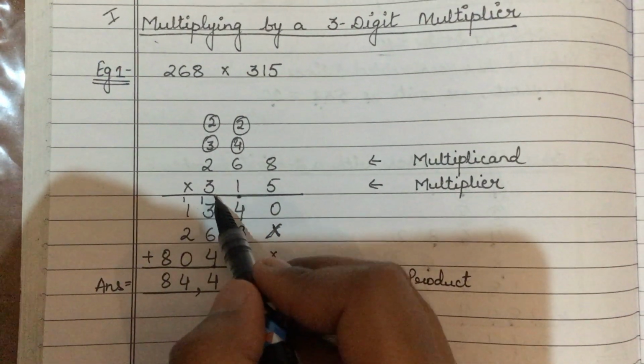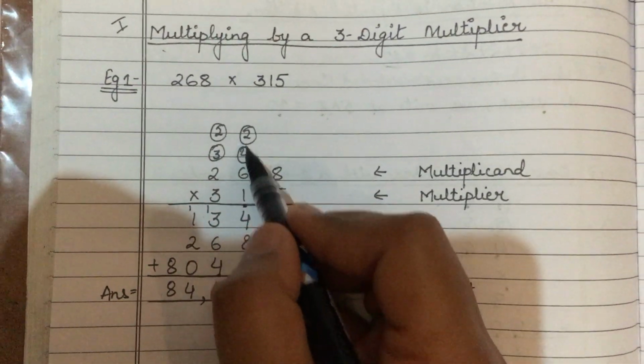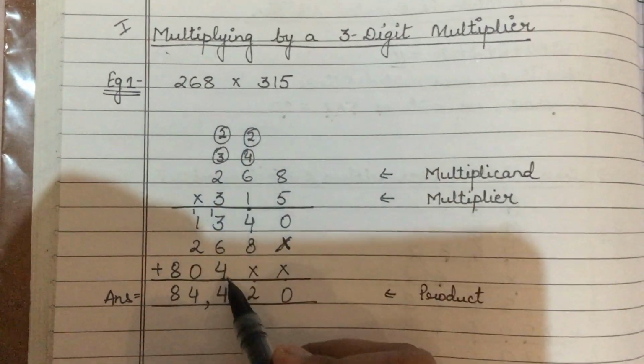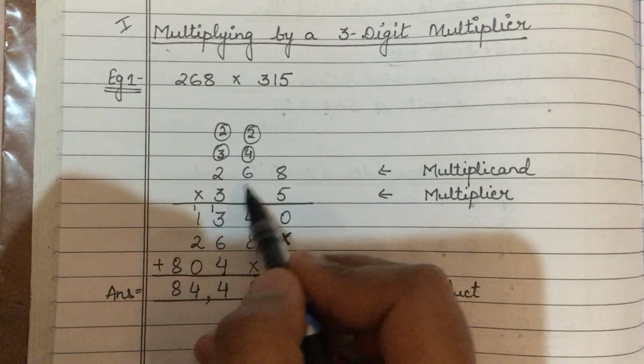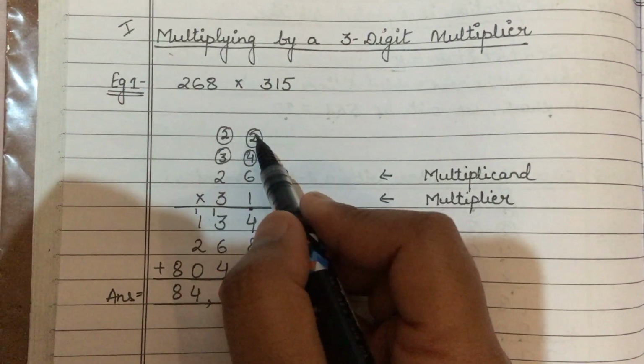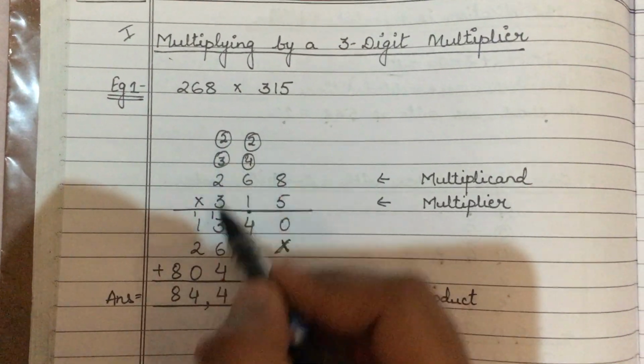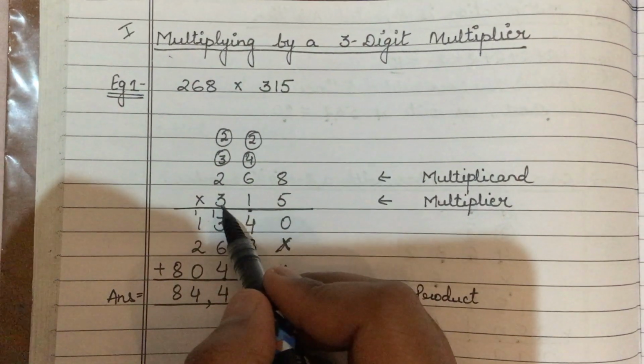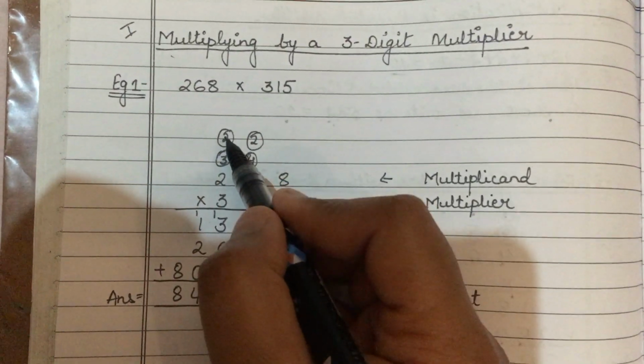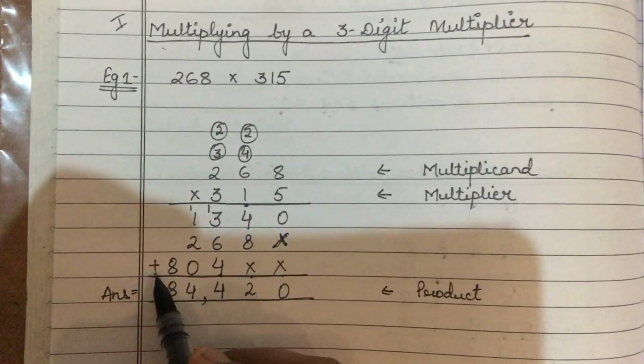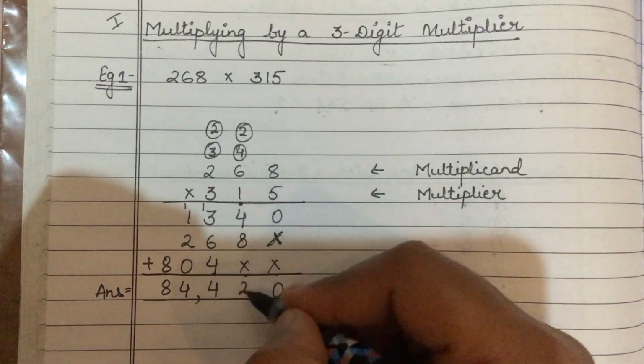So for the hundreds place, 3 eights are 24. 2 carry here and 4 here. Now 3 sixes are 18. 18 plus 2 is 20. So 2 here and 0 here. 3 twos are 6. 6 plus 2 is 8. Now put a plus sign and we will add it.